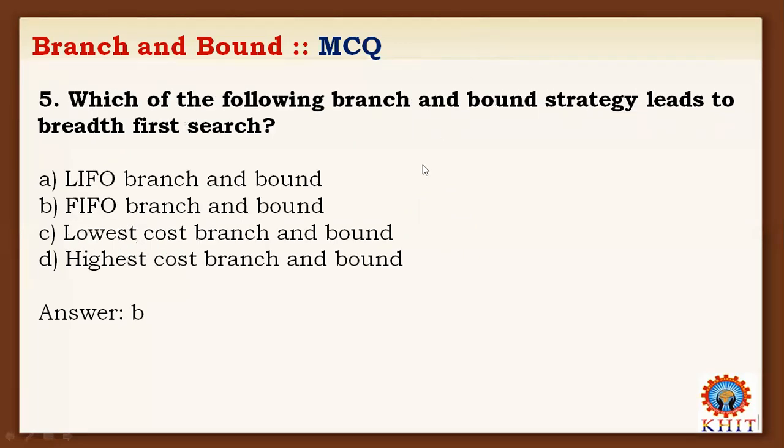The last question is, which of the following branch and bound strategies leads to breadth first search? Among the listed ones, the answer is B. First in, first out branch and bound technique, that is called a queue. The first in, first out branch and bound technique is used to solve in an efficient way to lead to the solution. So that's why the answer is first in, first out. Okay.